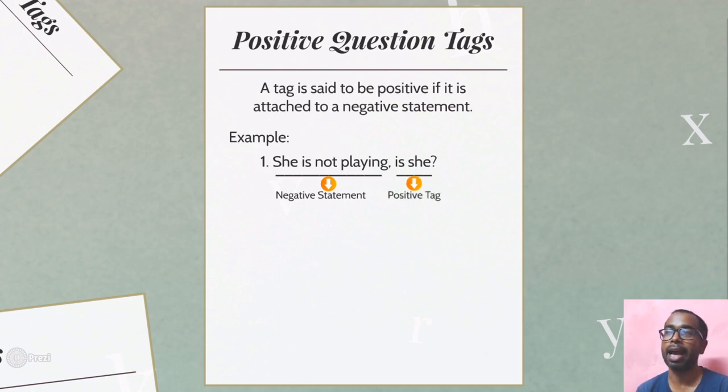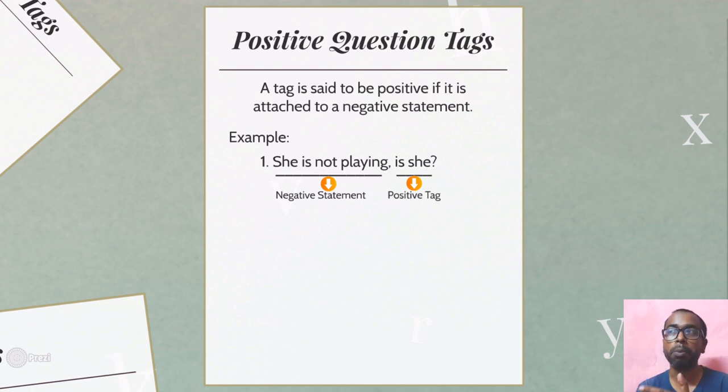If you can see, "she is not playing" is a negative statement, because here we are saying she is not playing. But in the later part you can see the tag, that is "she", that small part with only two words, that's a positive tag. So I told you in the beginning of the positive question tag's description, it's written there, a tag is said to be positive if it is attached to a negative statement.